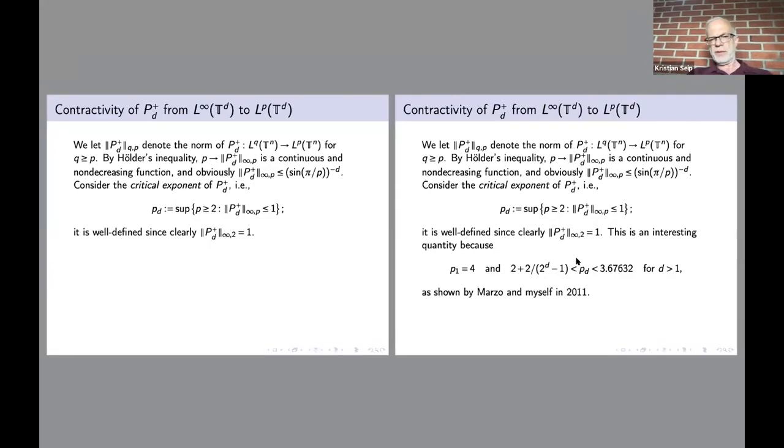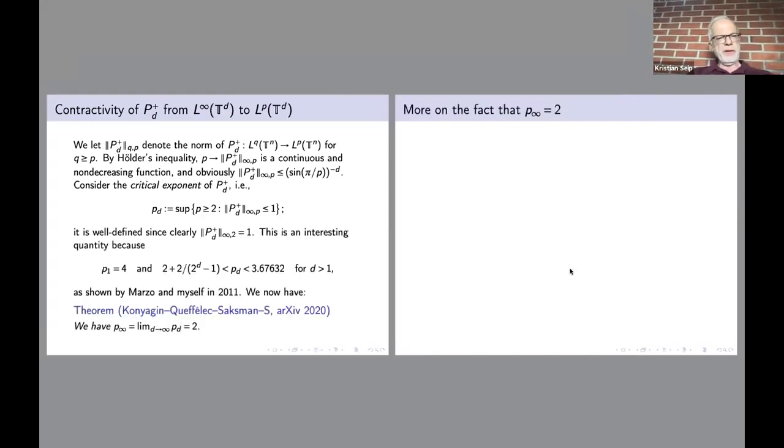So this is something I did with Jordi Marzo some 10 years ago. And we were stuck at the time. We wanted to know more. We wanted to know what happens with p_d when we go to infinity. And it turns out that finally we were able to solve this in the paper I mentioned before with Konyagin, Kulikov, and Seip. We were able to show that actually this critical exponent tends to 2 when d goes to infinity. And since I'm running out of time, I will probably just say one more thing about this.